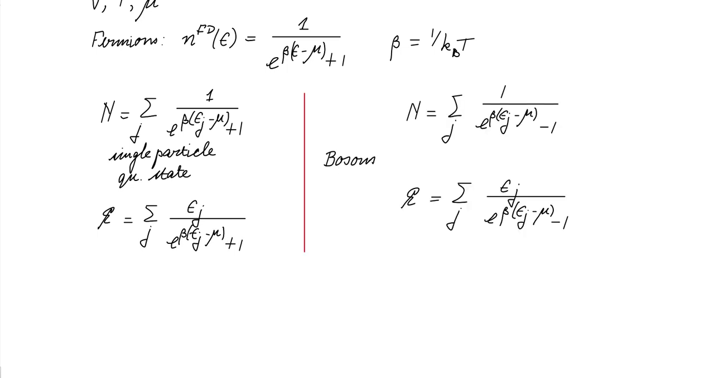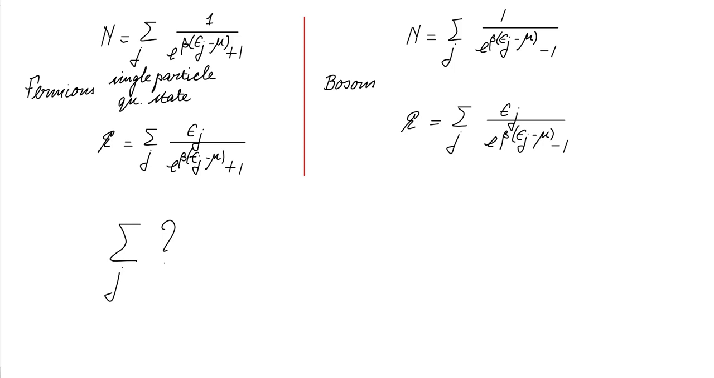For bosons, we carry out the same procedure, but now we replace the Fermi-Dirac distribution, which has a plus 1 in the denominator, by a minus 1. And apart from that, the expressions on the right-hand side for the bosons are the same as those on the left-hand side for the fermions. So the problem is then reduced to summing over all the single particle states, and that's the topic I want to address in this movie.